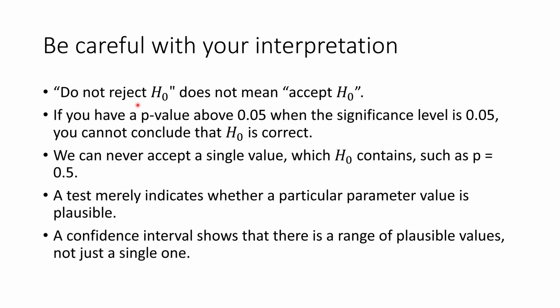Not rejecting the null hypothesis doesn't mean you accept the null hypothesis. In fact, you will never say accept the null hypothesis. If you have a p-value above 0.05, when the significance level is 0.05, you cannot conclude that the null hypothesis is correct. We can never accept a single value which the null hypothesis contains, such as p equals 0.5.